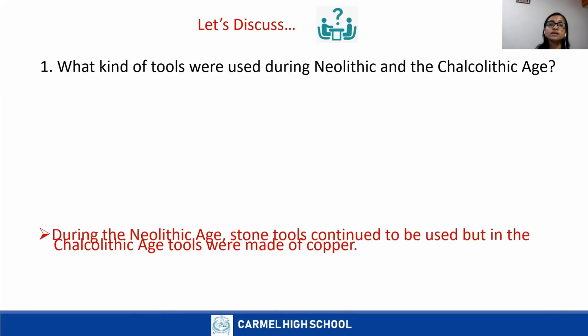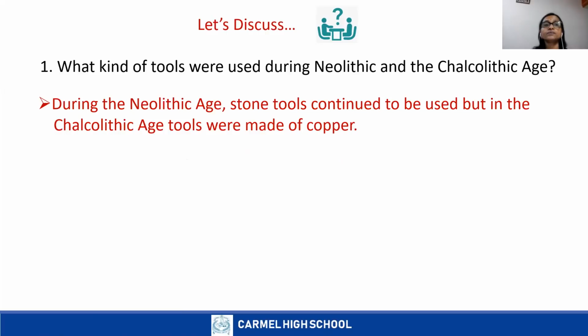Now let us see the answer. You can read the answer. During the Neolithic age, stone tools continued to be used, but in the Chalcolithic age tools were made of copper. Stone and copper.